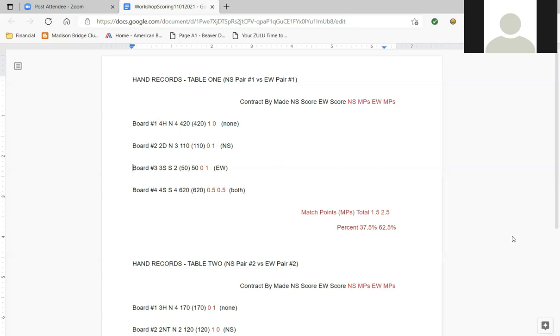So let's look at table one. When table one played board one, the contract was 4 hearts by North, and we're imagining they made 4, right? Underneath board one, it says none, right? See where it says none right under board one? Board one is hand one, right?